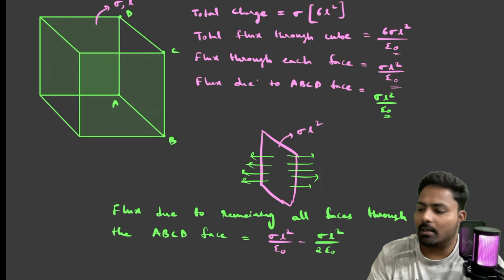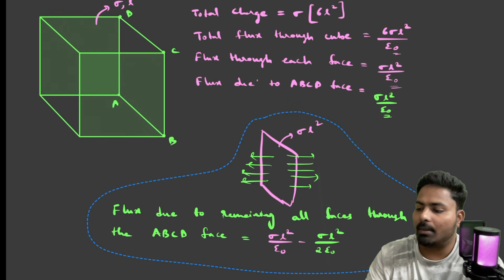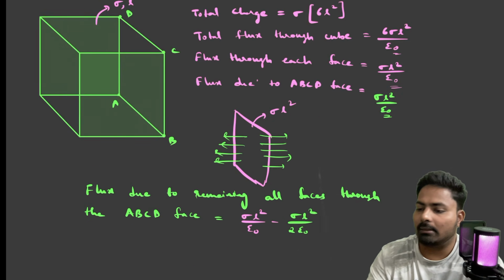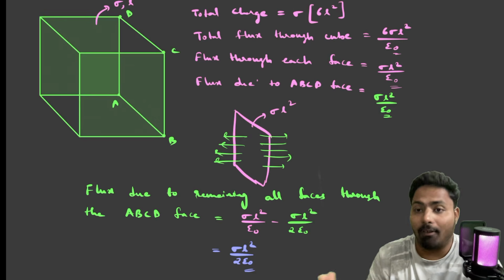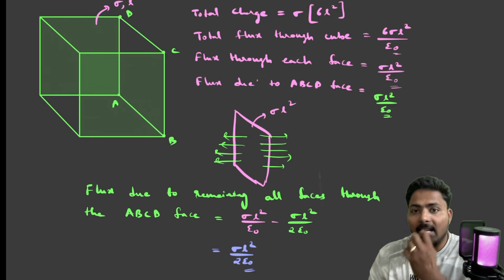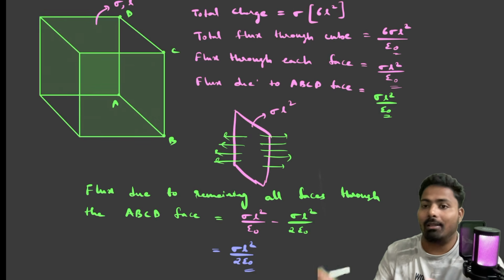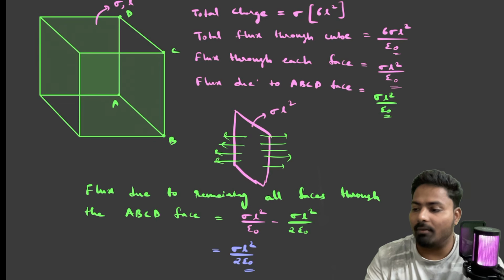So what is the flux that you are getting due to the remaining all other charges? The net flux that I'm getting is nothing but sigma L square by 2 epsilon naught. This is the flux due to all the remaining charges on the ABCD phase. So therefore, the answer is done, final answer.